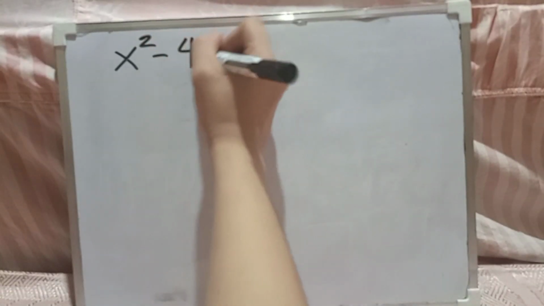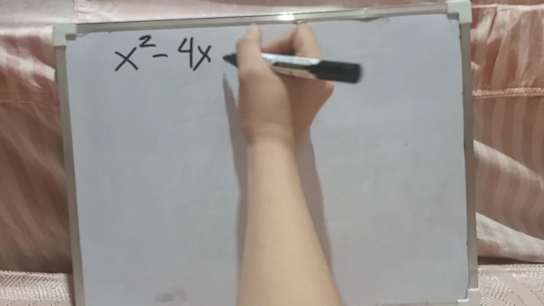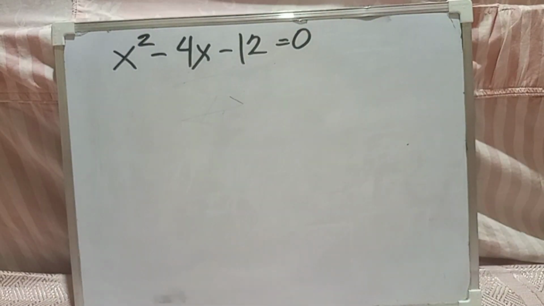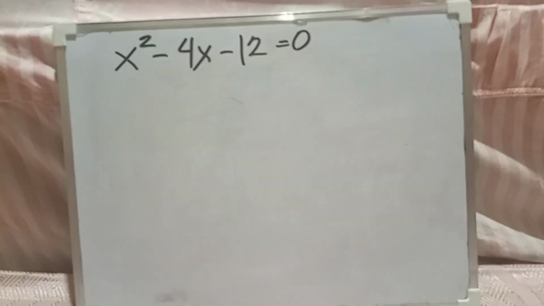So we have here an example about how to solve quadratic equations: x squared minus 4x minus 12 is equal to 0. As you can see, the given quadratic equation is in standard form.